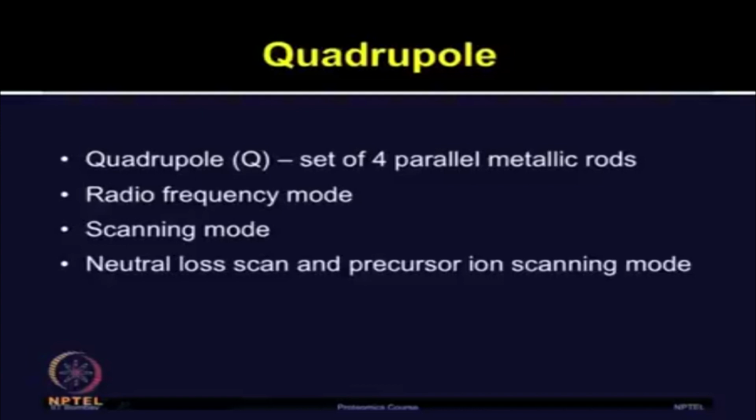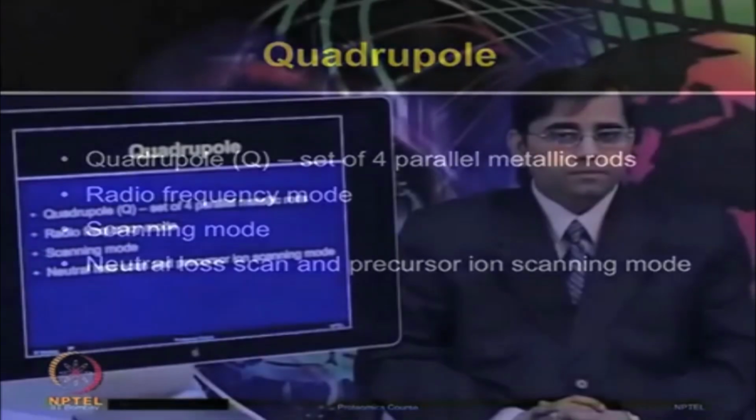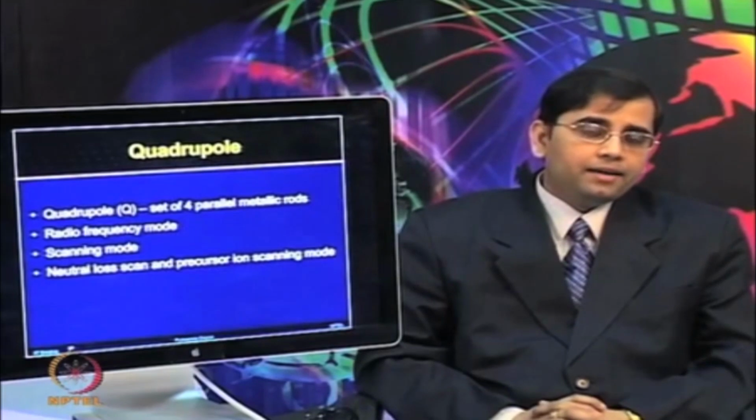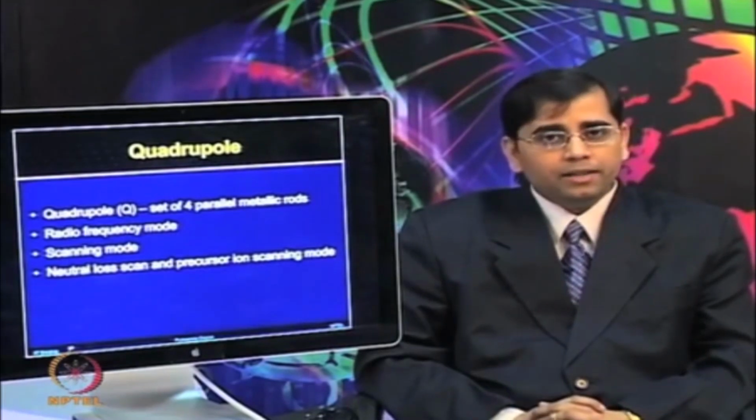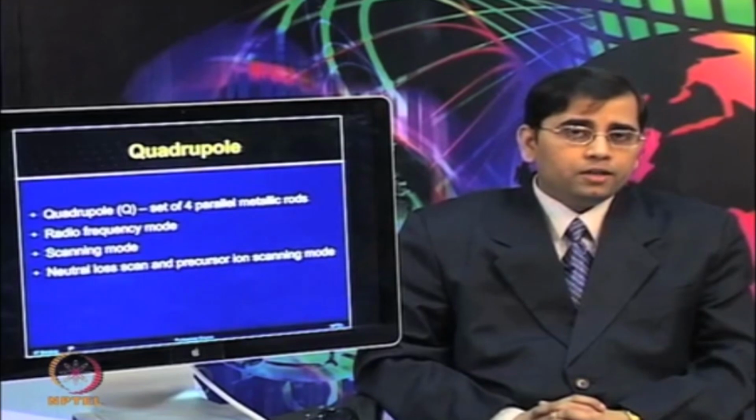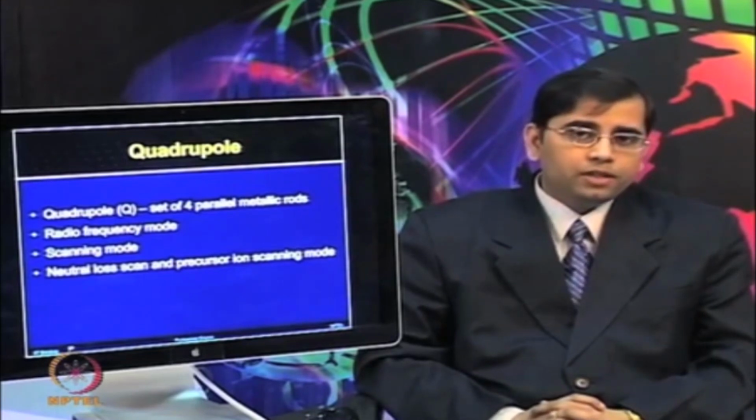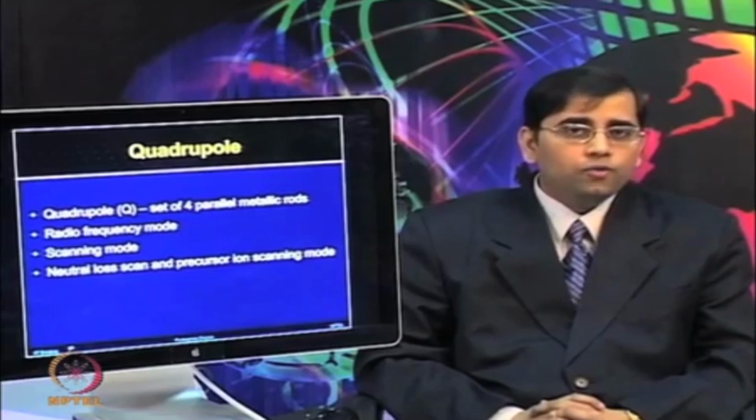There are different modes one can use for this analysis. In RF or radio frequency mode, ions of any m/z ratio are allowed to pass through. In scanning mode, ions of selected mass to charge ratio are allowed to reach the detector. By the potential difference applied, the instrument can be used as a mass filter. The neutral loss scan and precursor ion scanning methods are used for phosphorylation studies, to distinguish the phosphorylated and non-phosphorylated peptides.